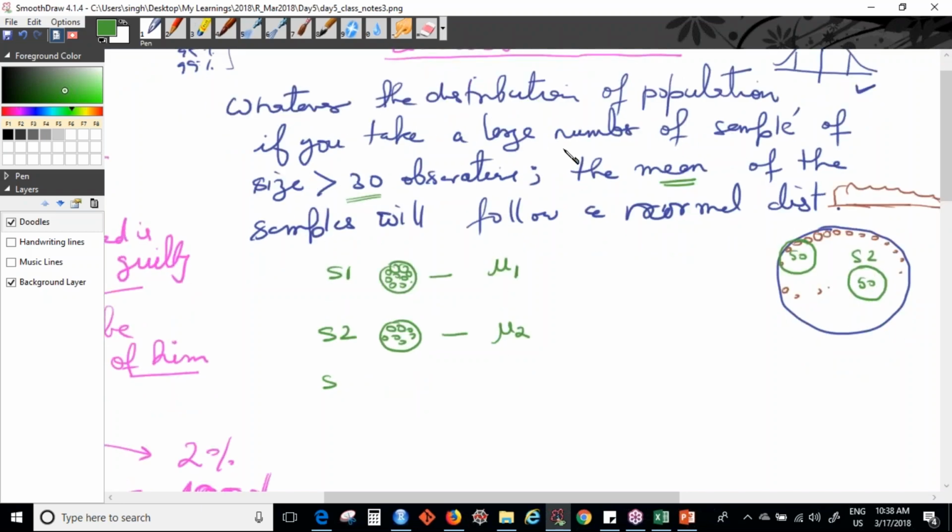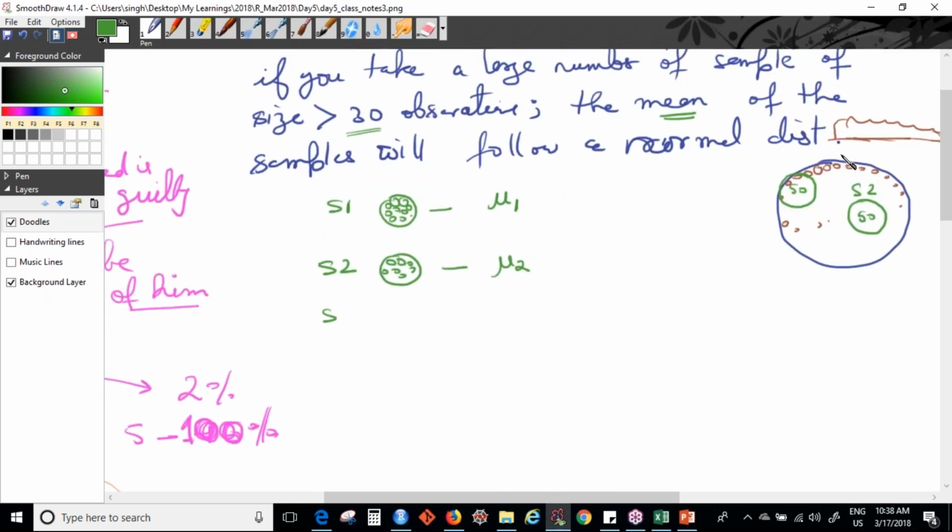I take a large number of samples. So I take S3, again some individuals, mu3, and so on. Let's say I take 100 samples. This is mu100. So I take 100 samples, each of size 50, and I calculate their average, the average income in each sample.